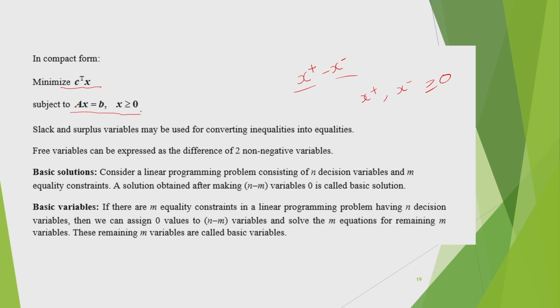Now what is a basic solution? Consider a linear programming problem consisting of n decision variables and m equality constraints. A solution obtained after making n minus m variables 0 is called a basic solution. Suppose we put n minus m variables to 0 and solve for the remaining, then that is called a basic solution. And basic variables: if there are m equality constraints in a linear programming problem having n decision variables, then we can assign 0 values to n minus m variables and solve the m equations for the remaining m variables. These remaining m variables are called basic variables.